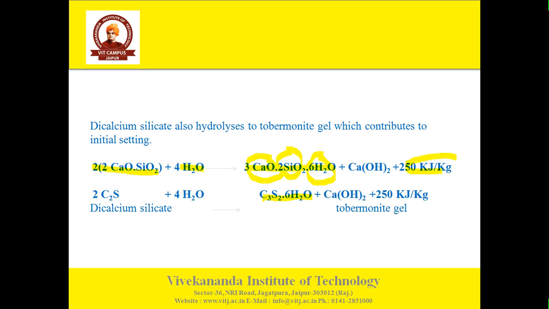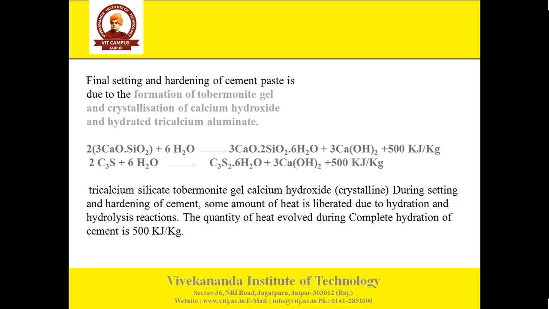There is a very important role of C2S in water and cement. These are some of the reactions important for setting and hardening of cement. So finally, setting and hardening of cement paste is due to formation of tobermorite gel, which we have already seen with C2S, crystalline structures of calcium hydroxide formed along with tobermorite gel, and hydrated tricalcium aluminates, as we have previously seen: cubic, hexagonal and orthorhombic crystalline structures.